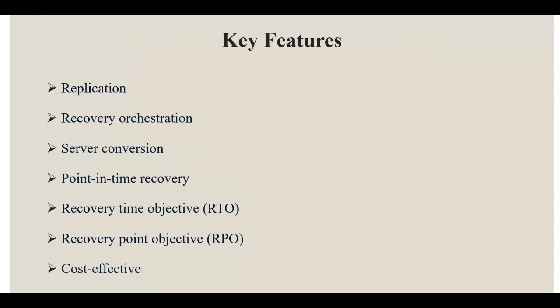The next is key features. The key features are replication, recovery orchestration, server conversion, point-in-time recovery, recovery time objective, recovery point objective, and cost effectiveness. Let's see one by one. Replication: it continuously replicates data at the block level. The next is recovery orchestration, which automates the process of recovering data.